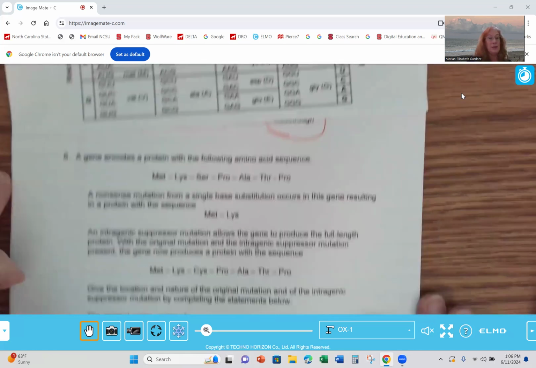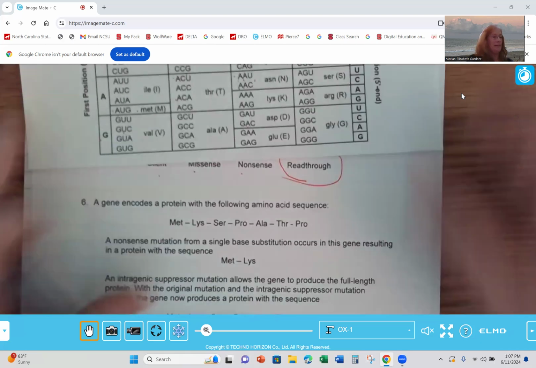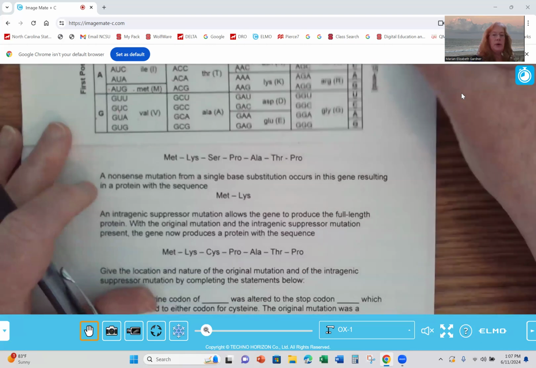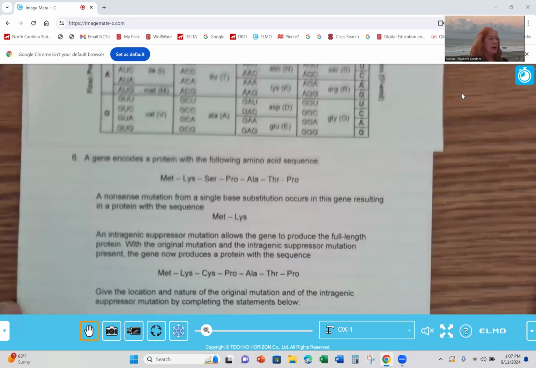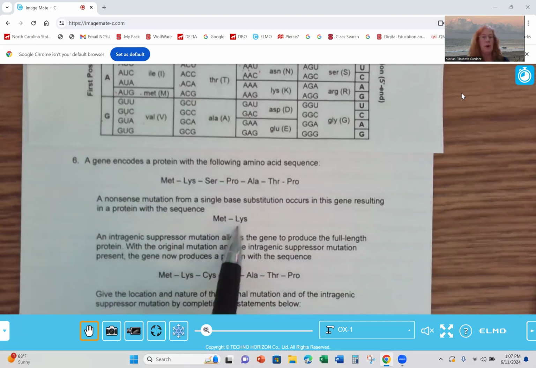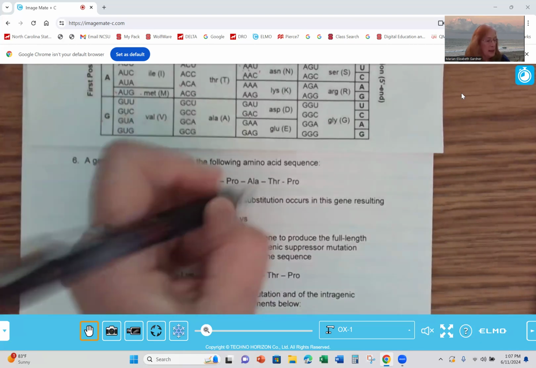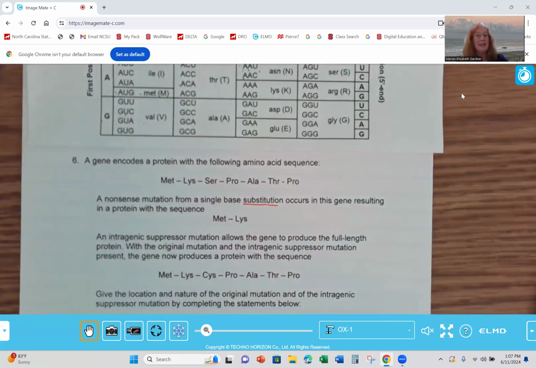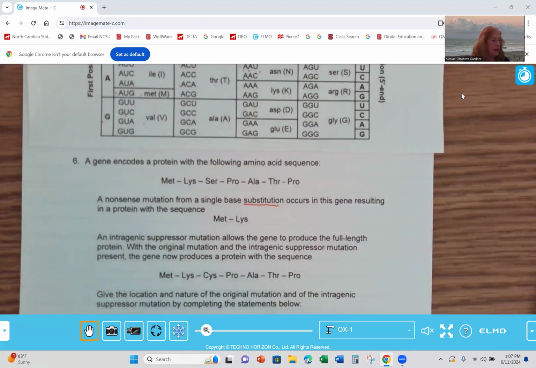Now this next one is a little bit tricky. It's not any harder, but it just requires perhaps a few more steps because we have an initial protein, a mutant protein due to a single base substitution. So not an addition, but a substitution. And then we have an intragenic suppressor. So something else went wrong to change it to get it at least back on the right reading frame.